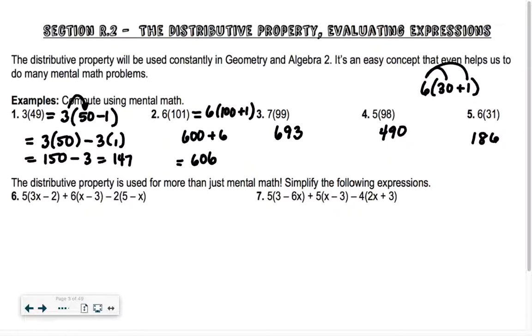The distributive property is used for more than just mental math. We use the distributive property a lot in Algebra 1, right? So we're going to simplify these by multiplying, like 5n, 6n, and so on. See if you remember how to do this. Go ahead and write it on your page and then look up here when you're done.